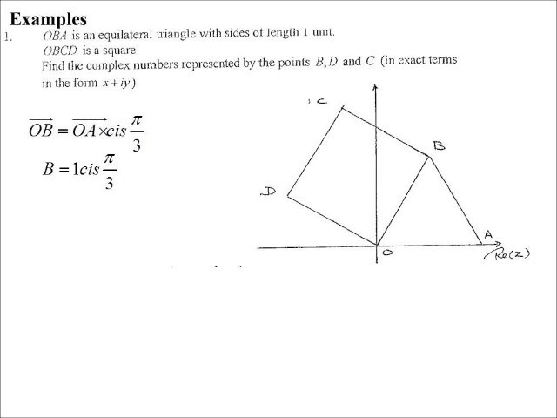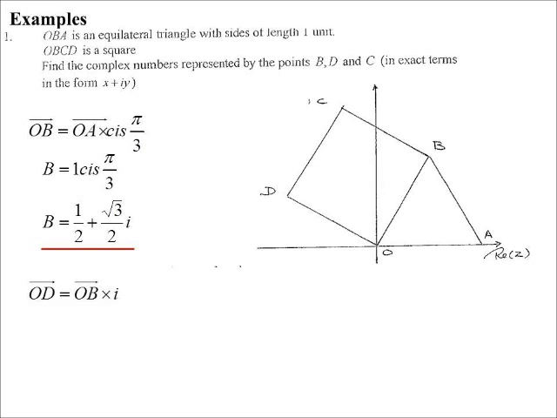A must represent the point 1. It's on the real axis. Its modulus is 1, so it is the point 1. So I actually know which one that is. I'm going to multiply it by cis pi on 3. So in other words, I just have to work out cis pi on 3. B is the point a half plus root 3 on 2 i.